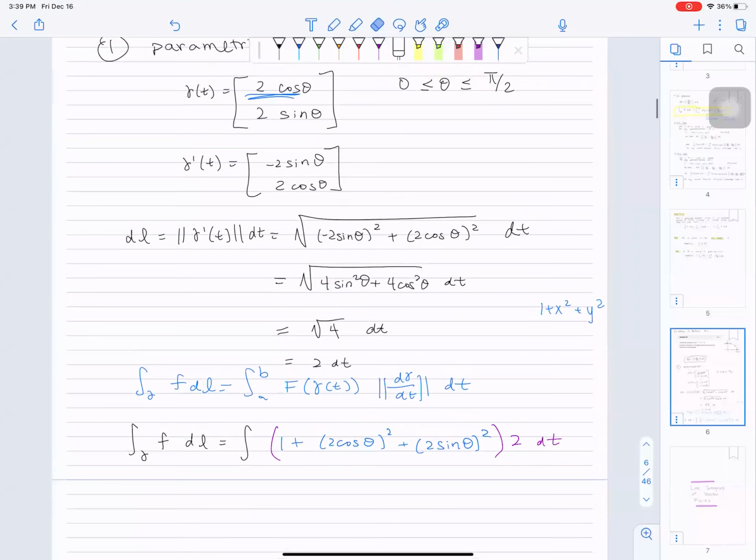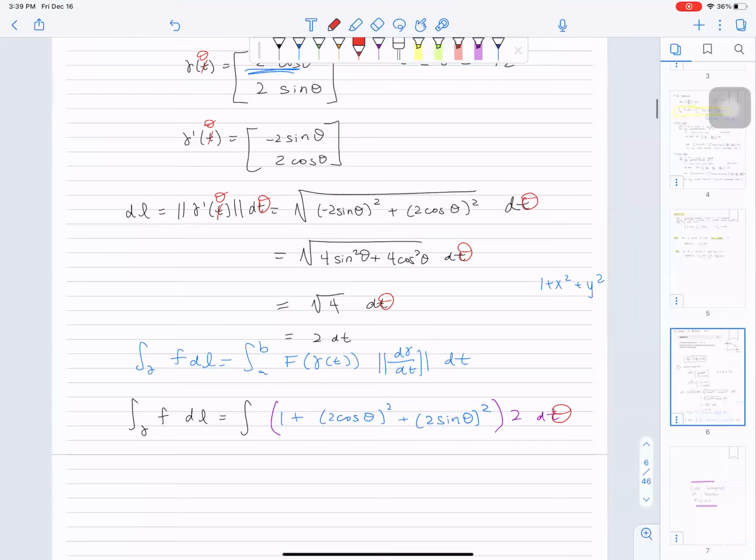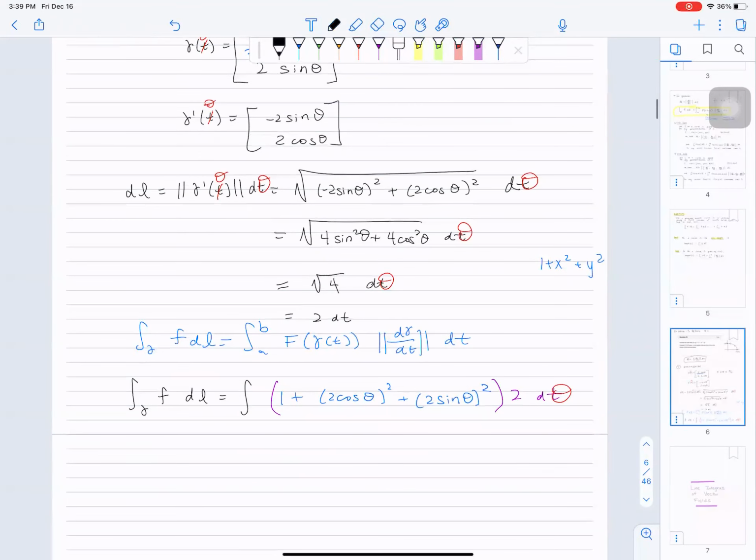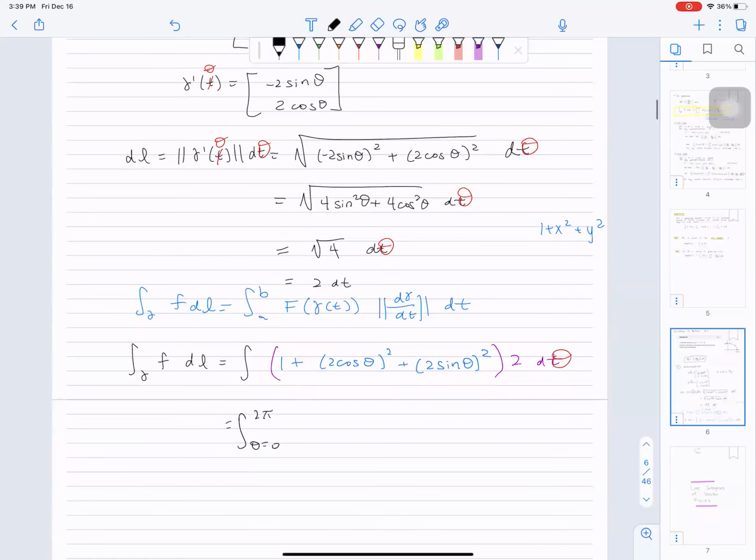Oh, I guess in this case, what was I? Sorry, all the t's are thetas technically, because I took the derivative with respect to theta. Sorry about that. Change these to thetas. Okay, what is my theta going from? Well, I found it when I parameterized my curve. It goes from 0 to 2 pi. Theta goes from 0 to 2 pi of, what is this?